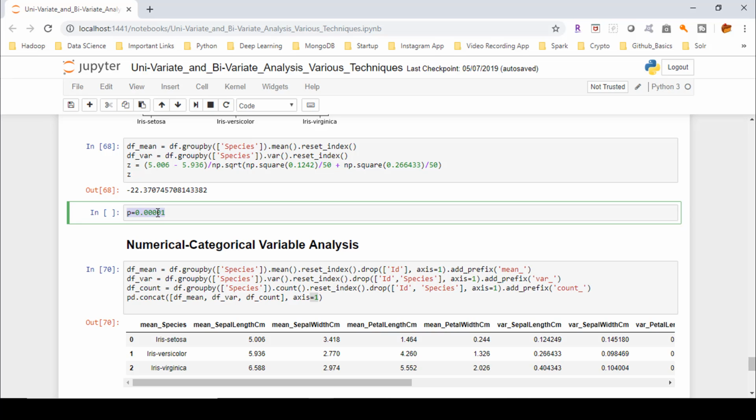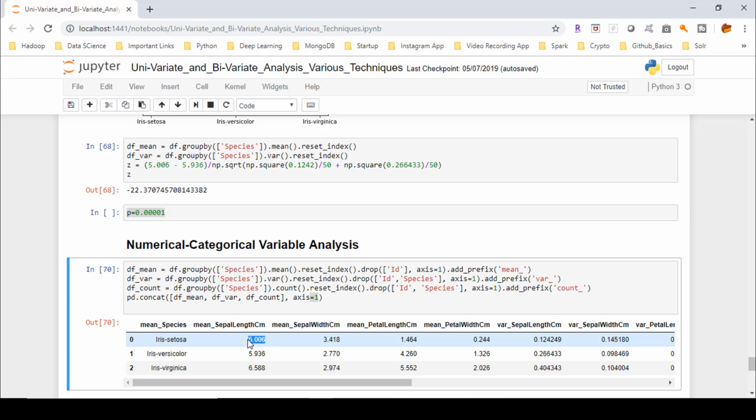So that means it depicts that the difference between the average sepal length for setosa and the average sepal length for versicolor, which is this one, is significant. So I repeat my statement once again. The low probability depicts that the difference between the average sepal length of setosa and the average sepal length of versicolor is significant.